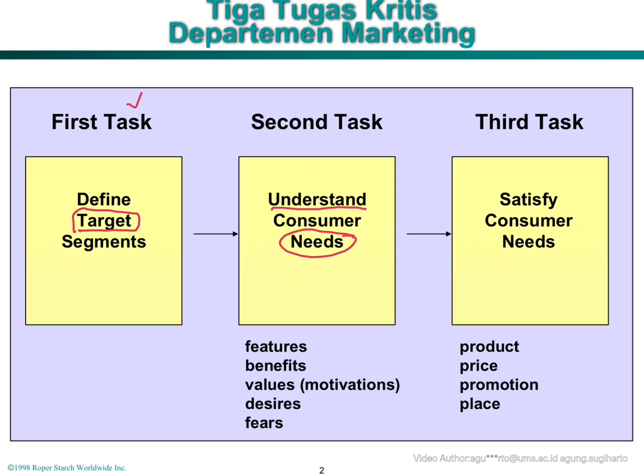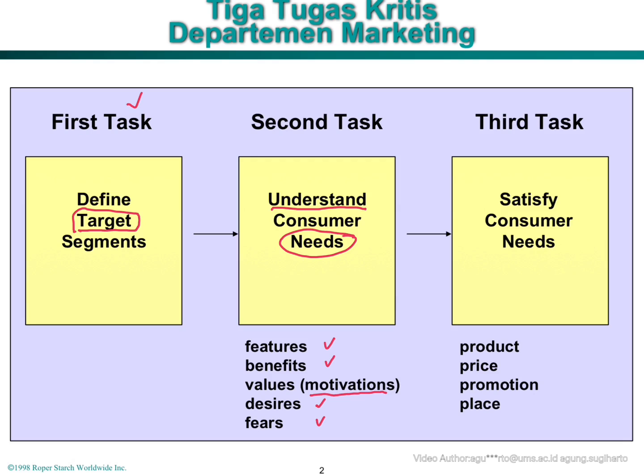What are the needs? It can be the features of our product, the benefits that they want, and then the values or motivation to use our product. Every customer is different. They have their own motivation to use our product, and then desires, and their fears. It is specific to our customers, and we can group them into groups of customers.